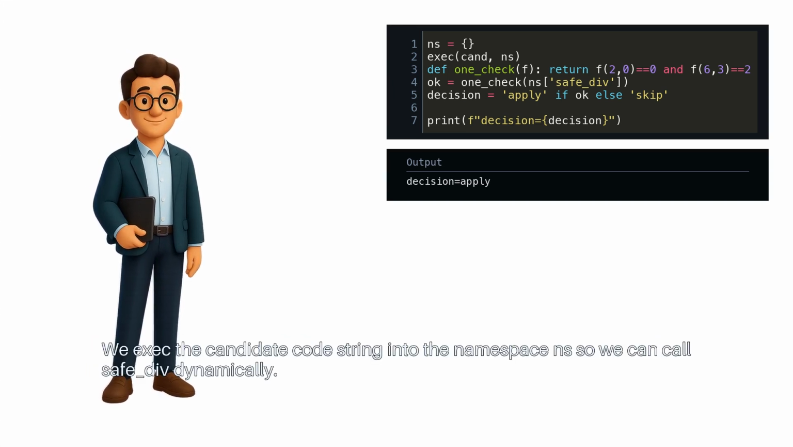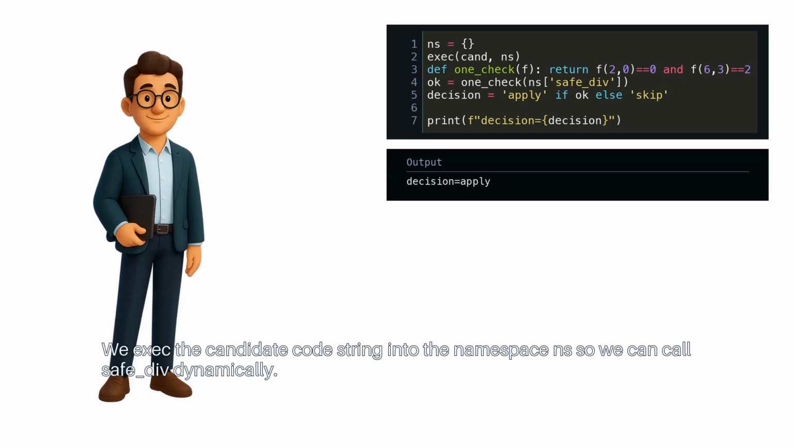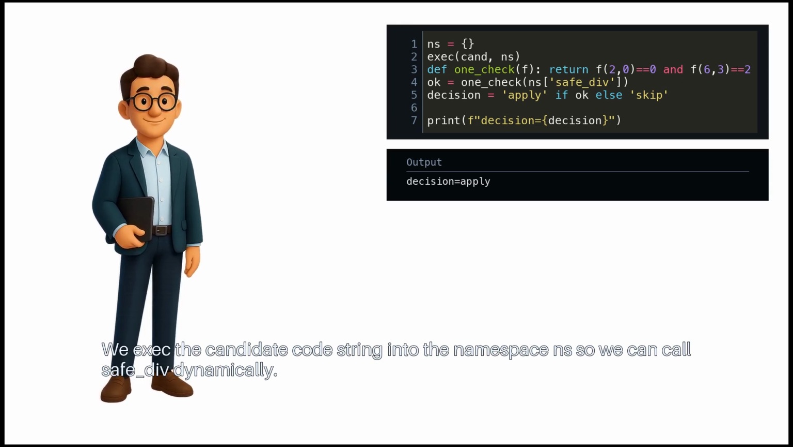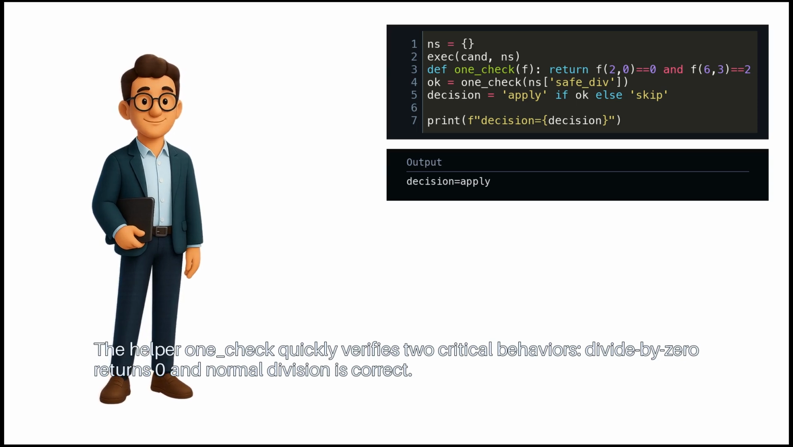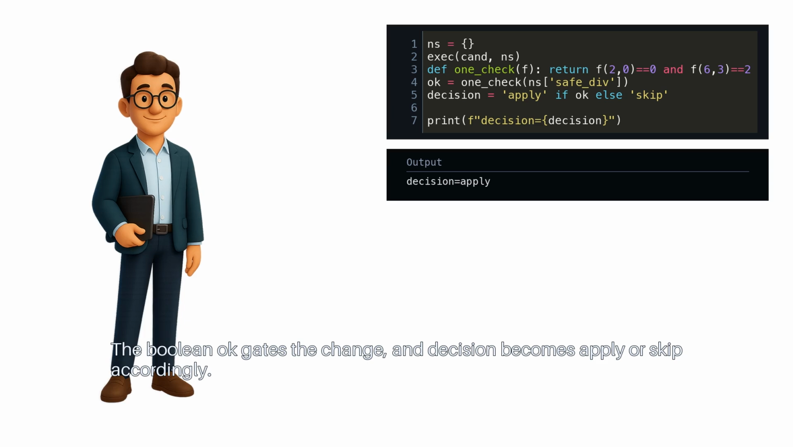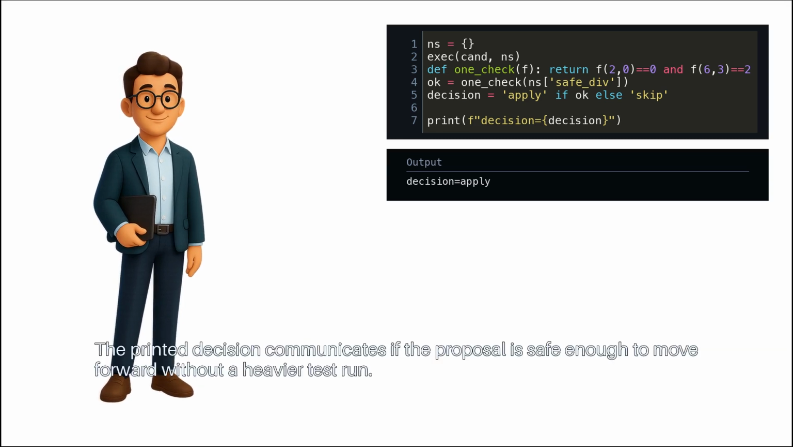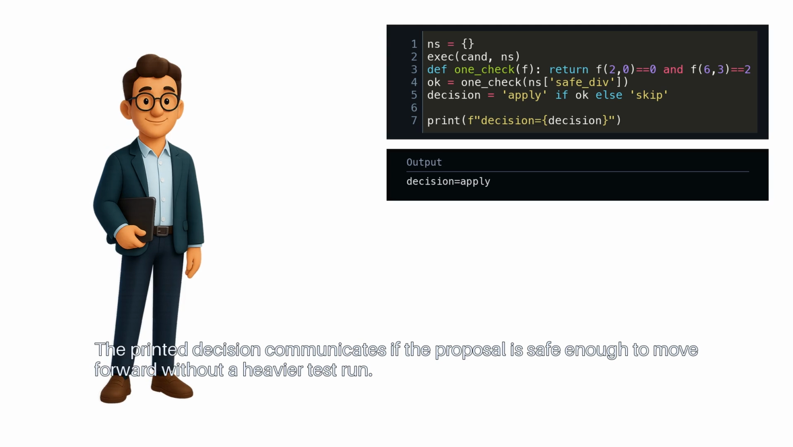We exec the candidate code string into the namespace ns so we can call safediv dynamically. The helper one_check quickly verifies 2 critical behaviors. Divide by 0 returns 0, and normal division is correct. The Boolean ok gates the change, and decision becomes apply or skip accordingly. The printed decision communicates if the proposal is safe enough to move forward without a heavier test run.